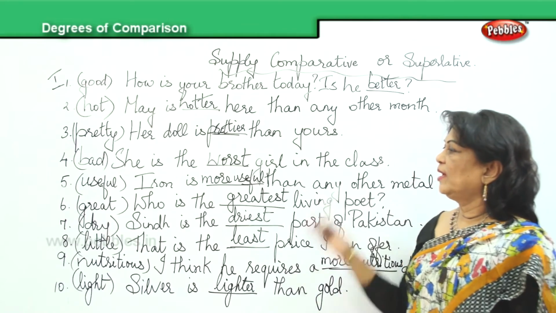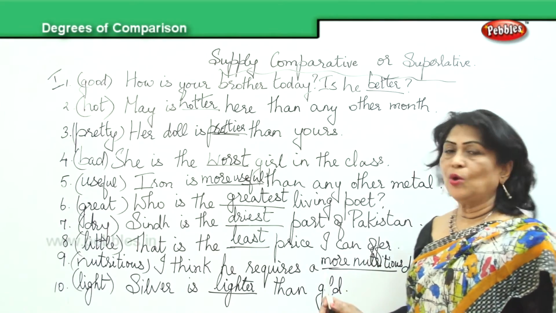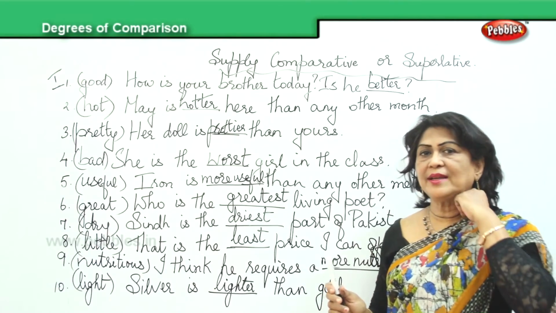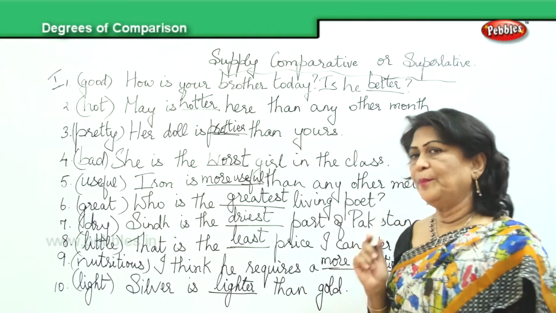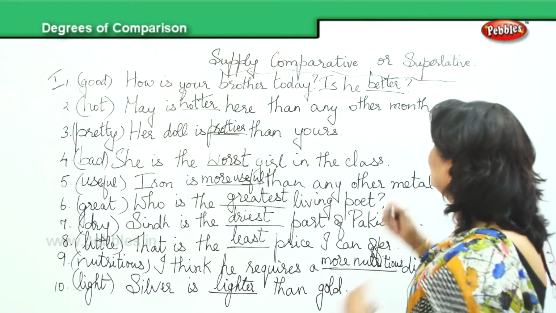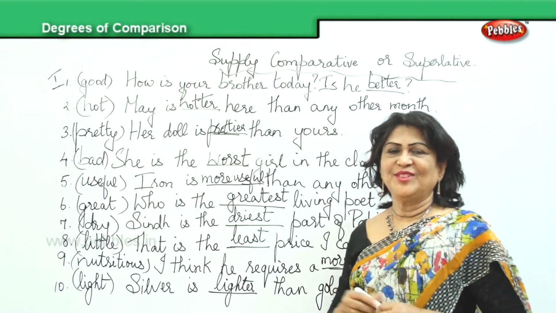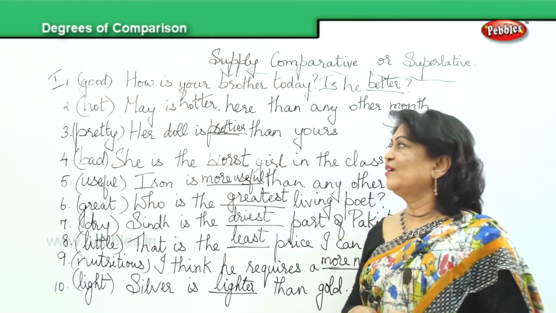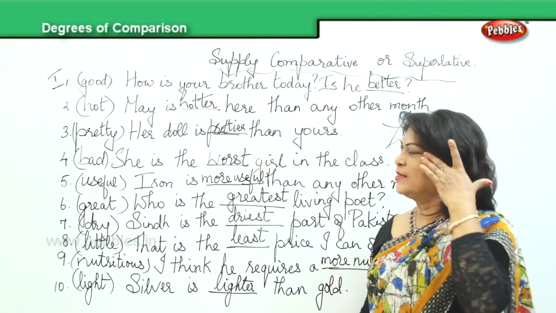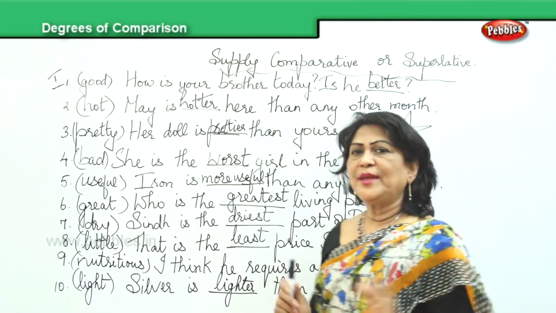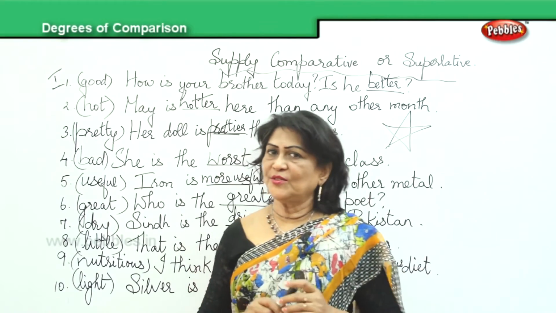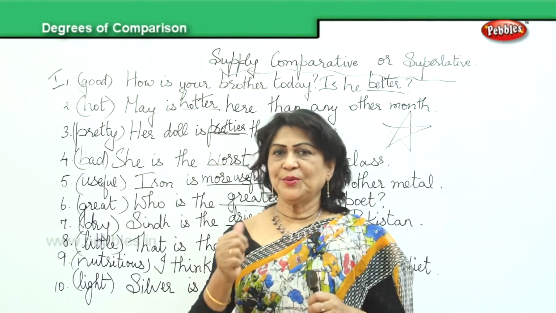Okay, if you have been able to do all the 10 sentences correctly, you deserve a big applause, and even without a test, I give you a big star. You deserve a big star for writing all this correctly. Are you happy that you're thorough with your degrees of comparison? I'm sure you are. Good.